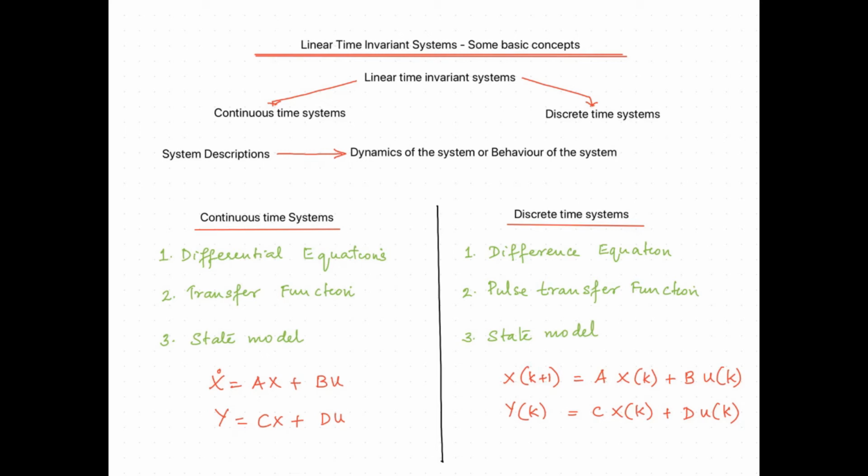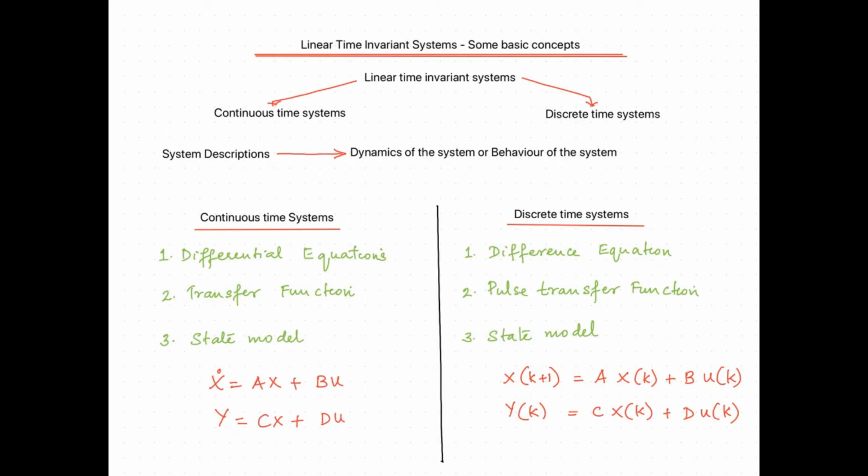This session discusses some basic concepts of linear time invariant systems. Linear time invariant systems can be broadly classified as continuous time systems and discrete time systems. The dynamics of the system or behavior of the system can be obtained from the system descriptions. Following lists some of the system representations for continuous time and discrete time systems.